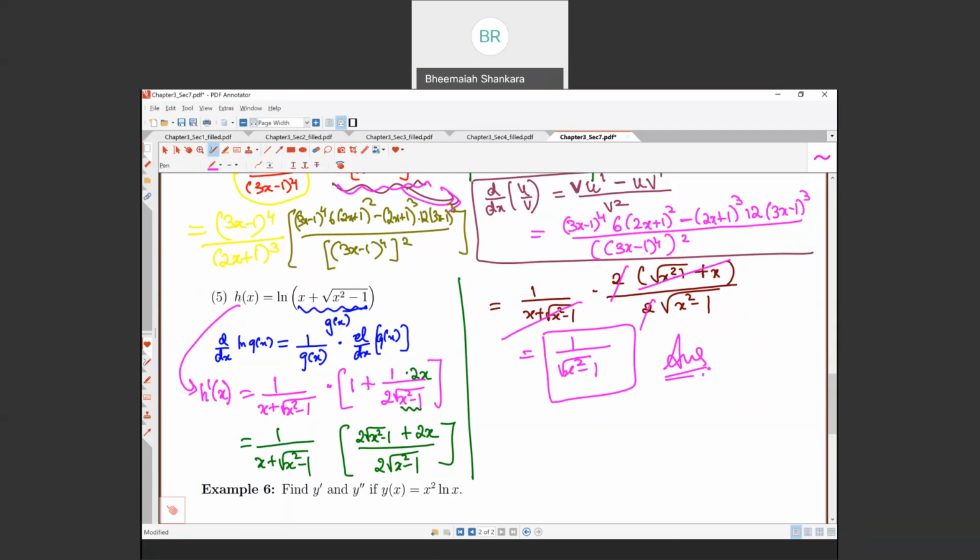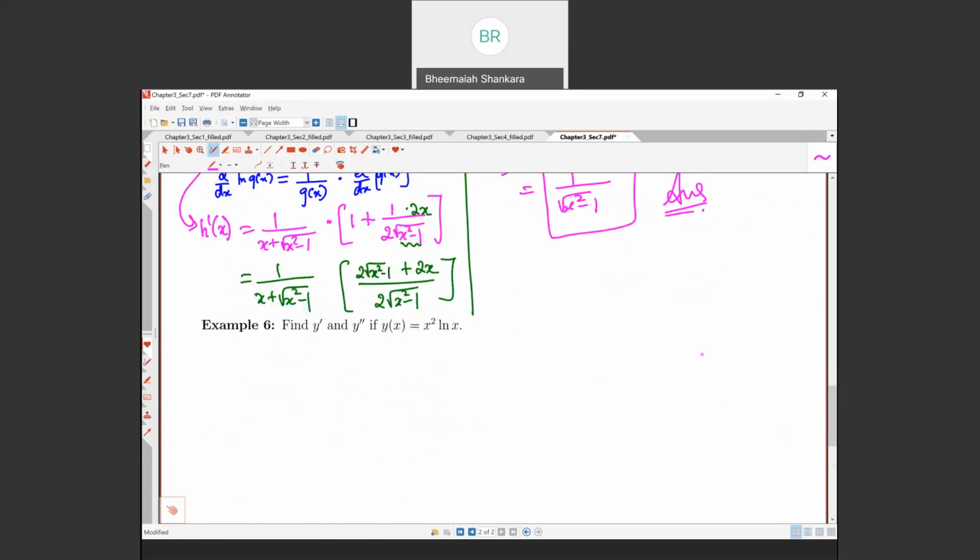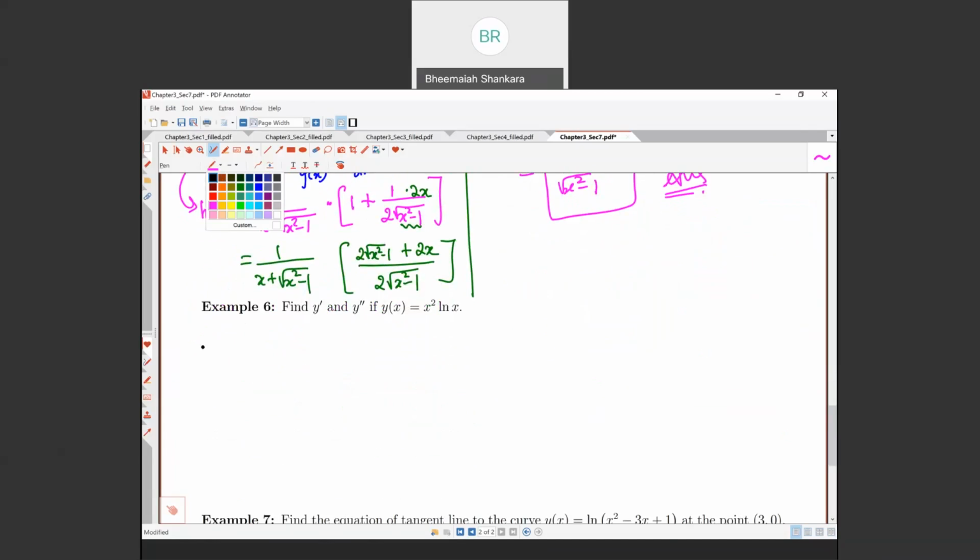In the next example, you are given a function and you're asked to find the first and the second derivative. So let's do that. For y prime, you have a product of the functions x squared and ln x, so it's a product rule. Fix x squared, derive ln, so it's 1 over x. Fix ln x, derive x squared, so it's 2x. Now you can simplify this a little bit by cancelling the x and the exponent.